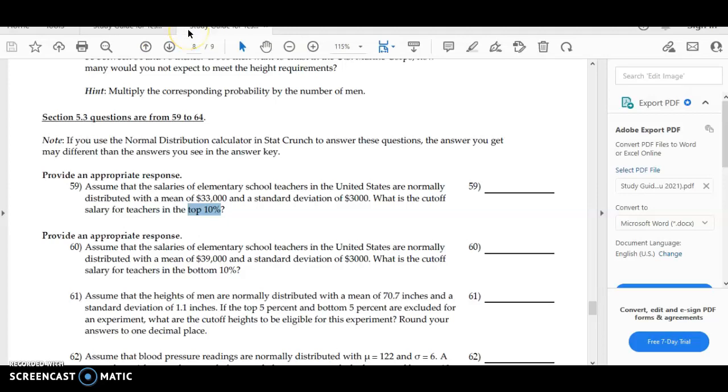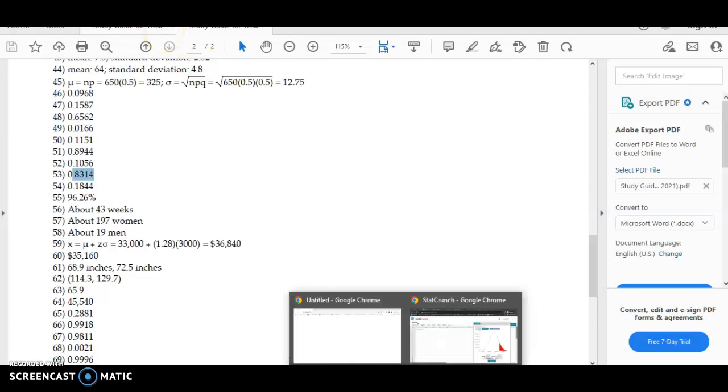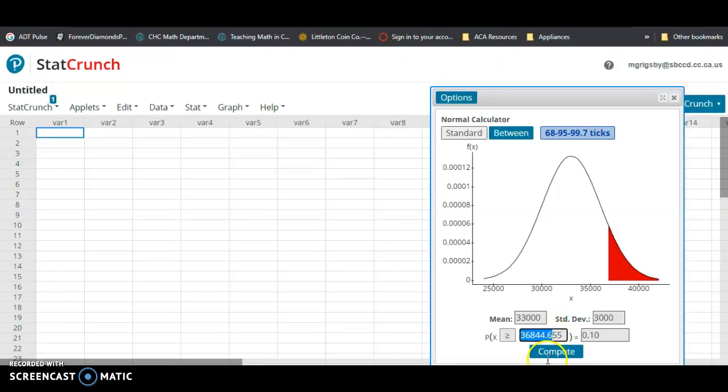That's number 59. They show a little bit of work. They use the formula, but because we're using the calculator, we're not going to refer to any formulas. Thinking about 36,840, which is approximately what our answer is, let's check that. Our answer of 36,844 is a little more precise. In any case, you're still going to use the calculator rather than the normal table or the formula, and our answer is not that far off.